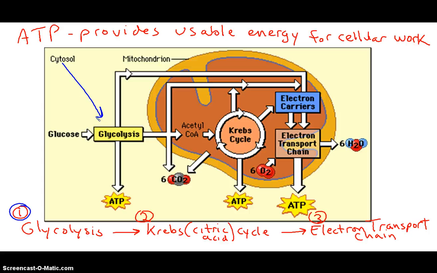And then we go from there. The product of that moves into the mitochondria, where it goes through the Krebs cycle, also known as the citric acid cycle. And from there, it goes on to finally the electron transport chain. And at each of those three steps, there is some ATP produced. And there's also oxygen consumed, and the waste products that we talked about, CO2 and H2O, are given off. But this is the order that you should remember: glycolysis to the Krebs or citric acid cycle to the electron transport chain.